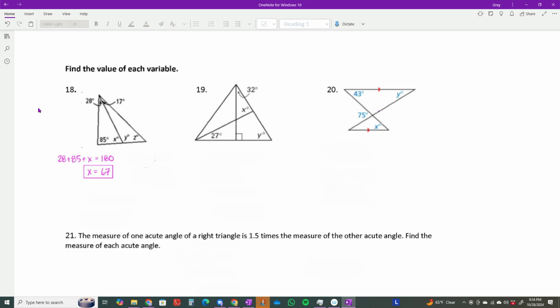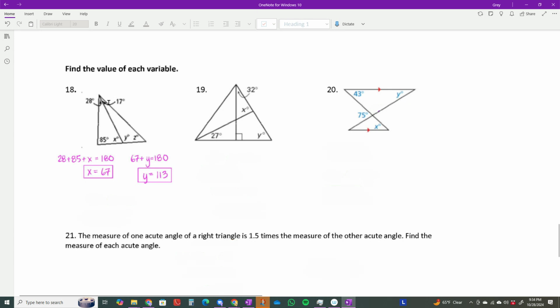My y, I know that if this is 67, then 67 plus y has to equal 180. And that means that y has to equal 113. So now that I know y is 113, I know up here I have 17. So that means that, actually, you could do a couple things. So figure out which one you think is easier.